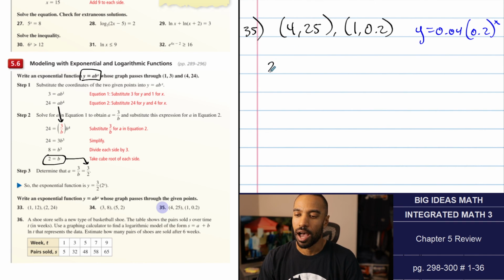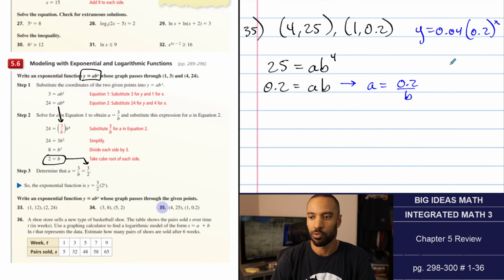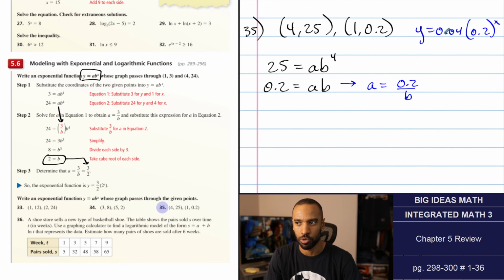It's fine. Y equals a b to the x power. Y equals a b to the x power. That's a 1. You can rewrite this equation as a equals 0.2 over b. It's kind of weird to look at that. Remember, 0.2 is 1/5. By the way, you can write these as decimals or fractions. That's going to be your call.